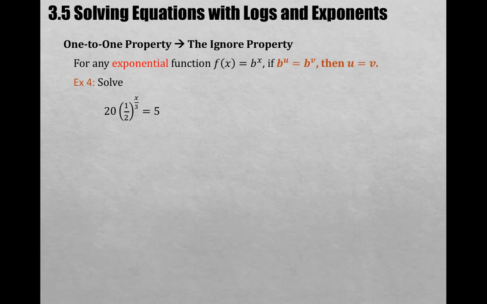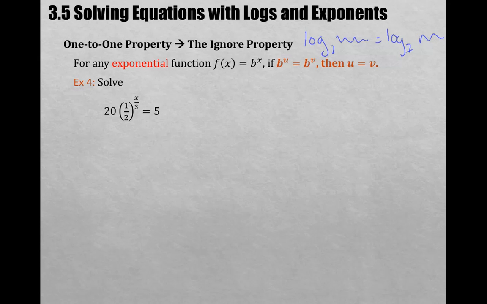Okay, so what about this here? The ignore property. Maybe you remember that. We've talked about it a little bit. For any exponential function, if you end up with b to the u equals, right, if you get them to have the same base, or same thing with logs, right? If we had something that was log base 7 of something equals log base 7 of something else, it's not that the logs are canceling, it's that we can ignore them. Since we've gotten them to be equivalent, we don't need to worry about them. That must mean their arguments are the same, or this must mean that their exponents are the same.